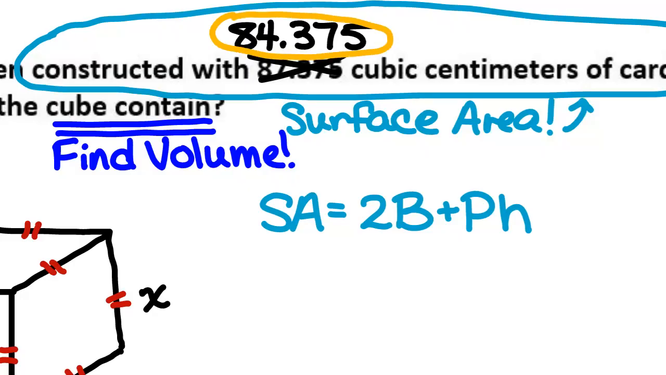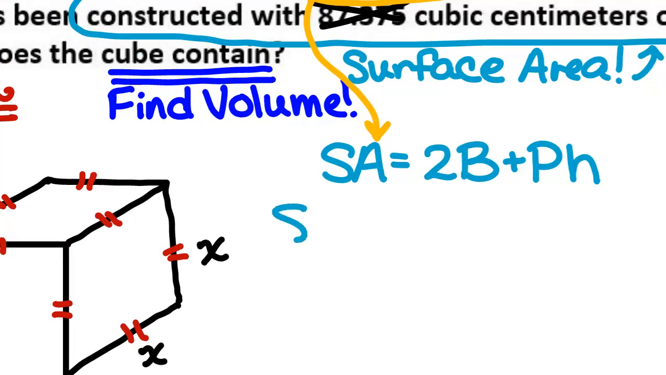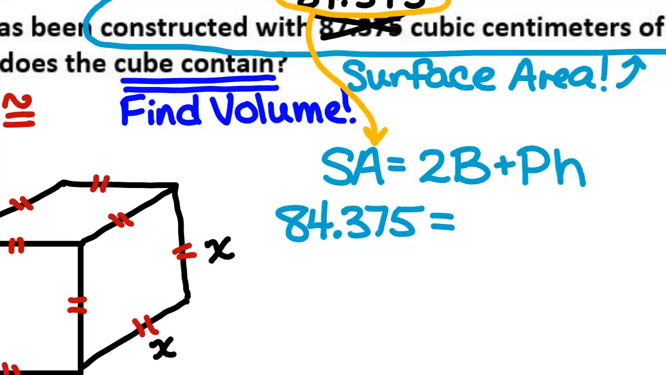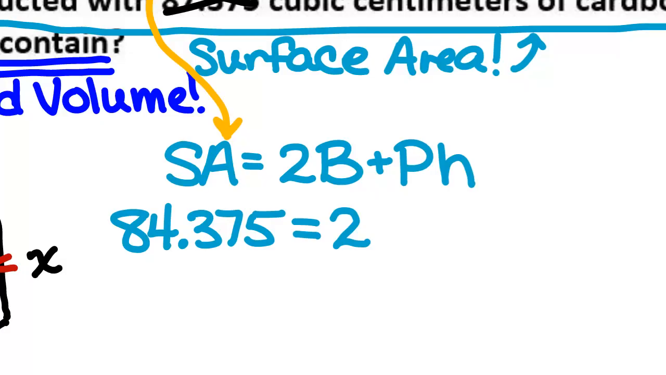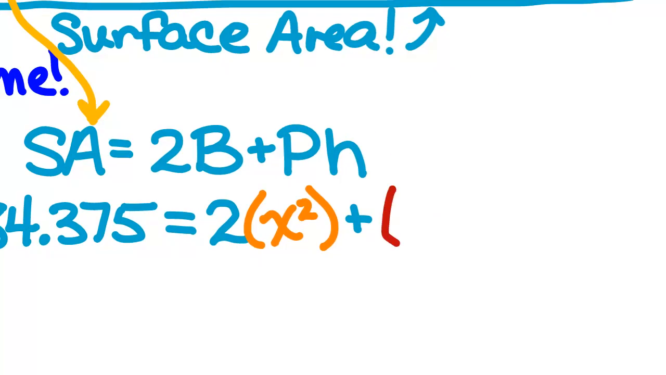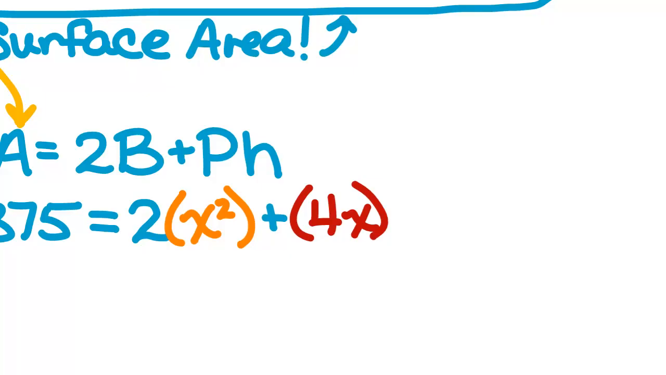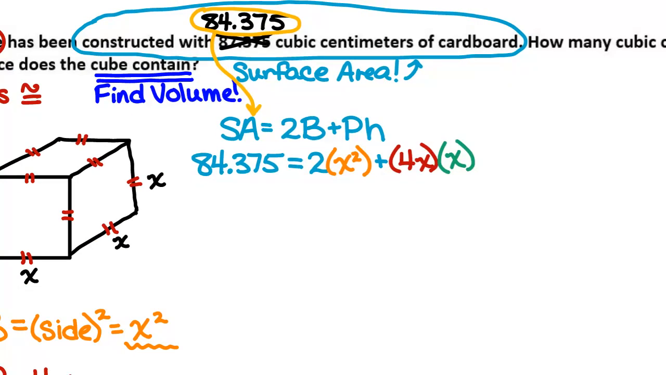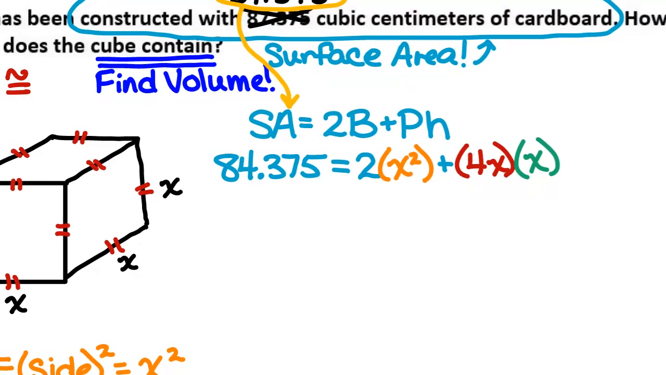84.375 is going to go in the place of surface area. 84.375 equals 2 times the area of the base, which was x squared, plus the perimeter that we said was 4x, times the height of the prism. What is the height of the prism? Just x. The height is x, the length is x, and the width is x.